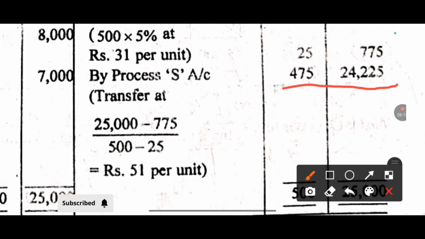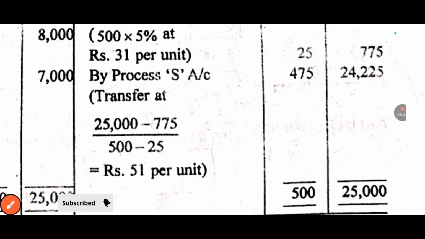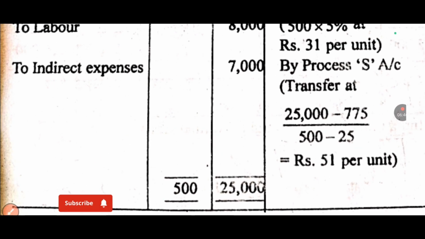Which is the next process from process R? Process S is the next process from process R. So for that, you are going to write against this value by process S account. Output unit and output value will be transferred to process S account. So for that, you are going to write within the bracket transferred. Then we need to find out cost per unit. How can you find out the cost per unit? We have the format to find out the cost per unit.